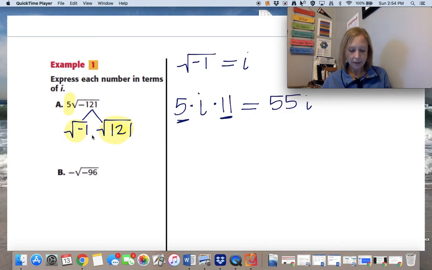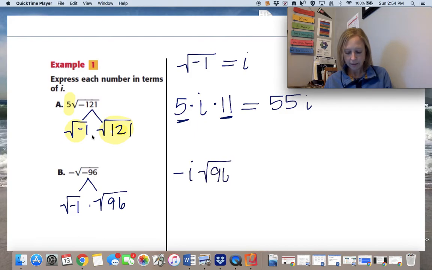Let's take another one. So right here I see this negative sign. It's on the outside, so I'll deal with that later. But I can break down this square root into the square root of -1 times the square root of 96. Whenever I see the square root of -1, that means I write i. So I'm going to come over to the right. I've got -i square root of 96.